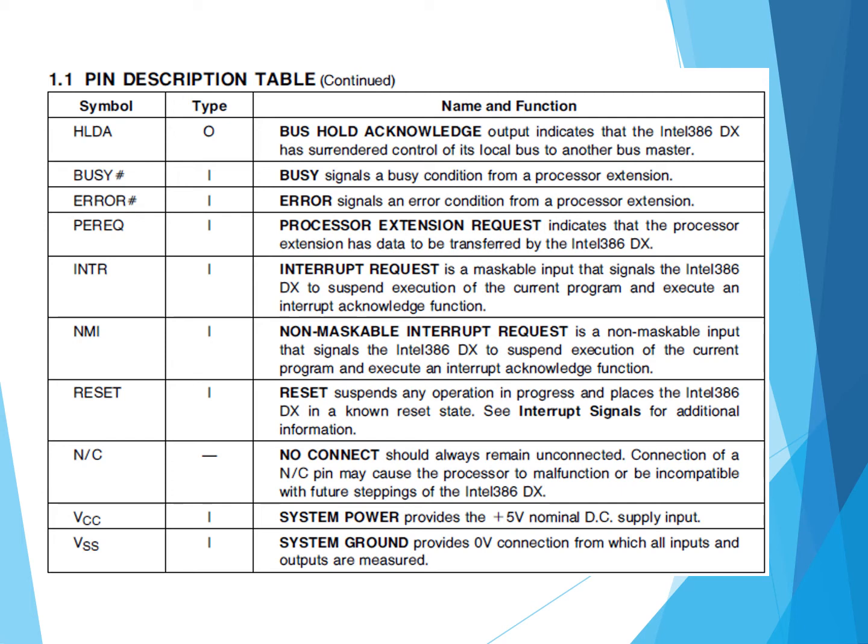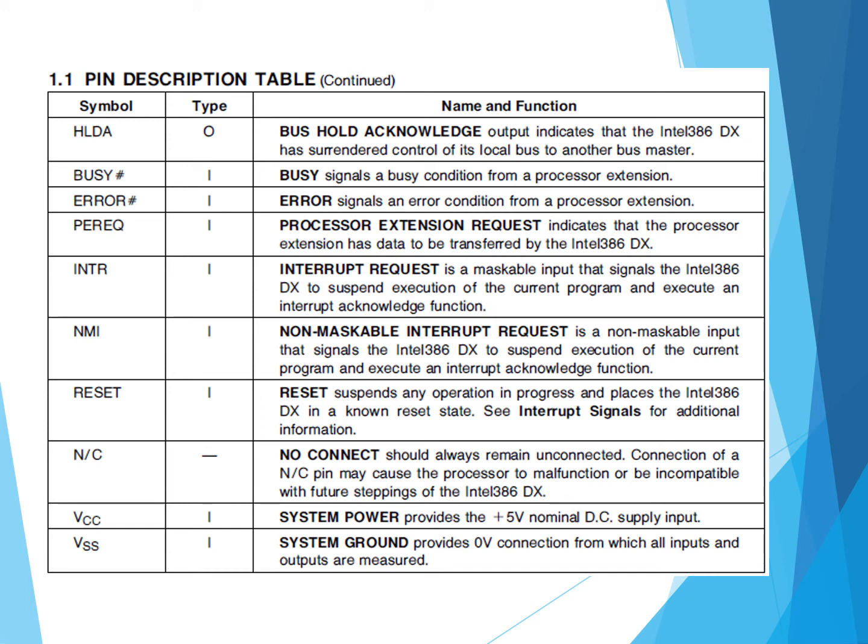Next is BUSY bar. It signals a busy condition from a processor extension. ERROR bar is again an input signal, indicating an error condition from a processor extension. Processor extension request, PEREQ, indicates that the processor extension has data to be transferred by the 80386DX. PEREQ may be connected to the coprocessor that we have already studied, the 80387 math coprocessor. Through PEREQ of the 80387 and 80386, the processor extension request may be satisfied.